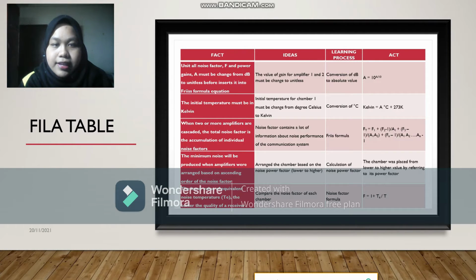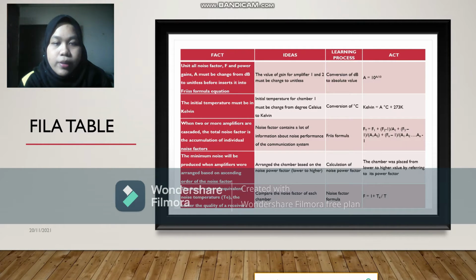For the second fact, the initial temperature must be in Kelvin. Initial temperature for chamber 1 must be changed from degrees Celsius to Kelvin. Conversion of degrees Celsius: Kelvin is equal to Celsius plus 273 Kelvin.